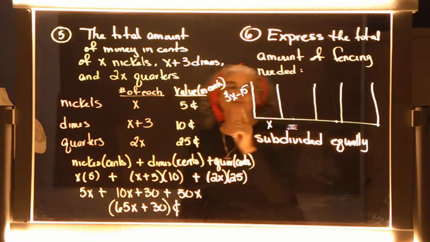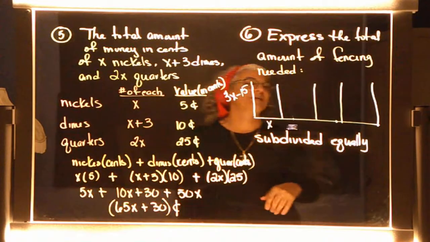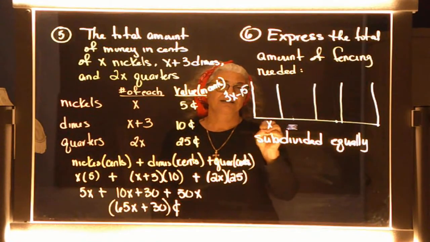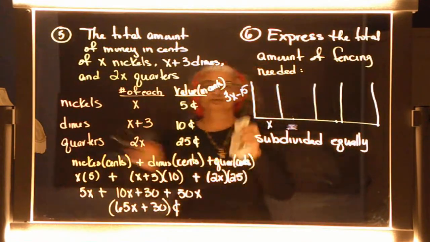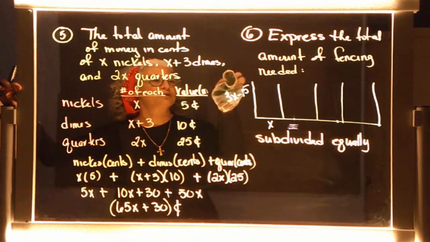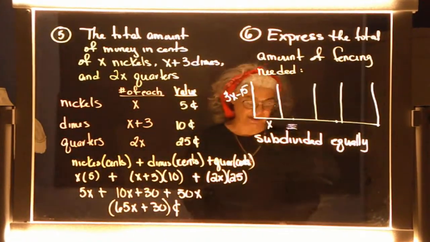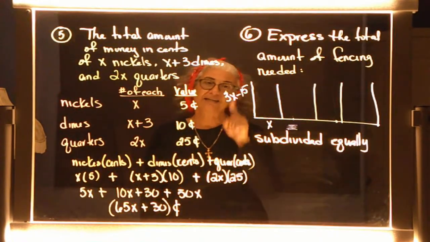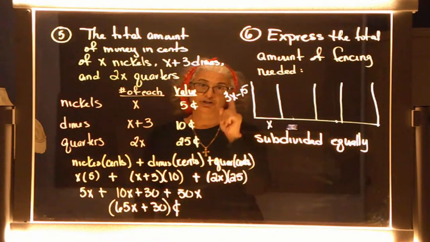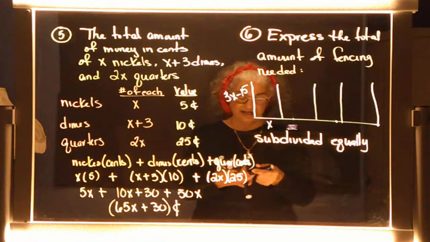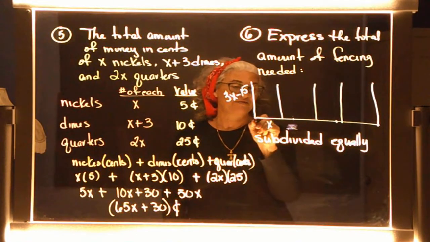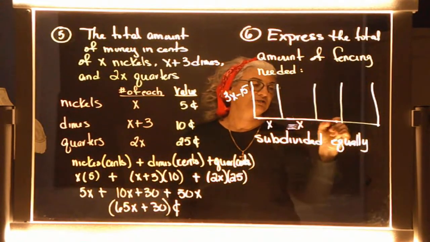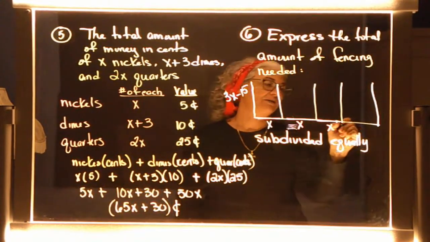Good? Okay, let's look at problem number 6. Problem number 6 is asking me to express the total amount of fencing that's needed. So they've given us this picture, and I'm going to do a little erasing just so we have a little bit of space here and we can see it better. They've given me this picture of land that they're fencing off. And the key is it's subdivided equally. So now think about it. If it's subdivided equally, that means that if this is x, how much is this? Good, that's also x. And then how much is this? Good, that's also x.